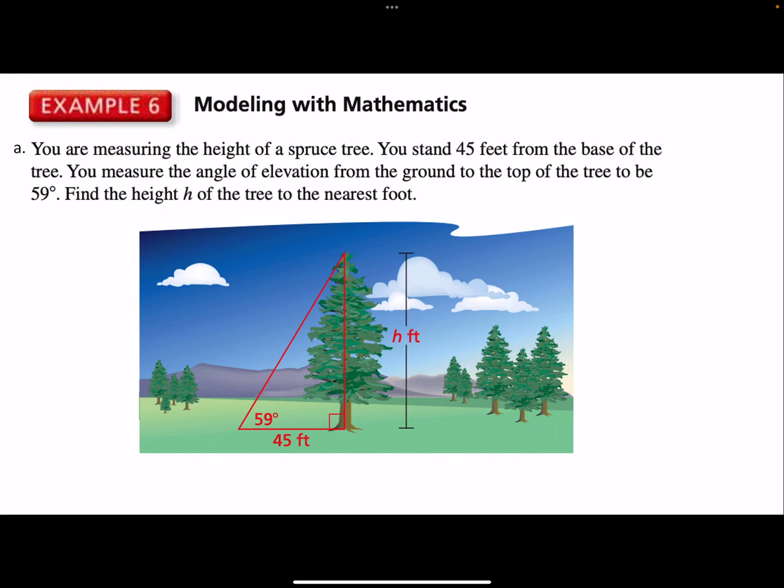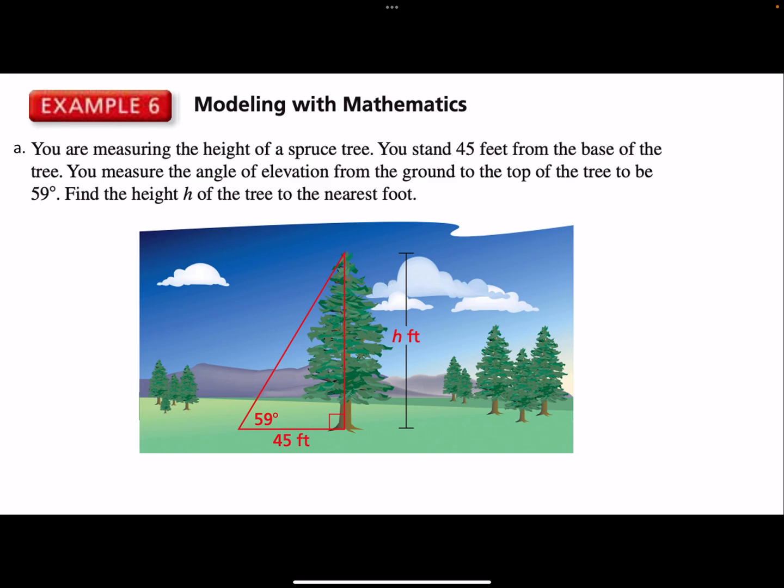So there's a lot going on here. There is a picture that we can look at for reference. So again, it's saying that you're standing 45 feet away. The angle of elevation is 59 degrees. We need to find the height of the tree. So we know we're 45 feet away. Here's my angle theta. Figure out the height of the tree.